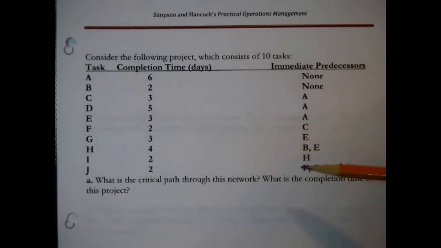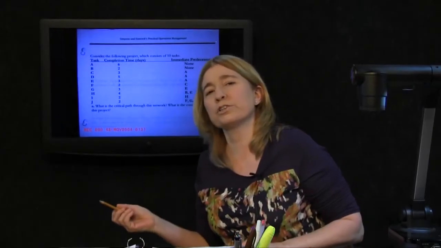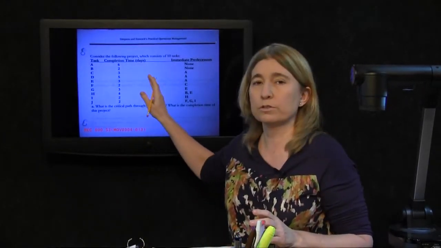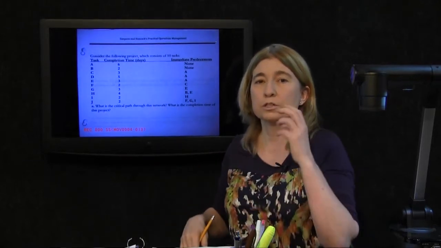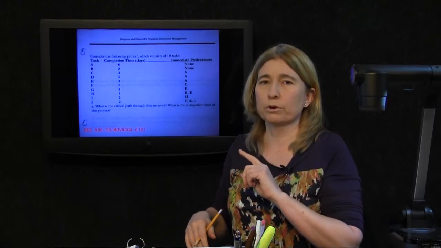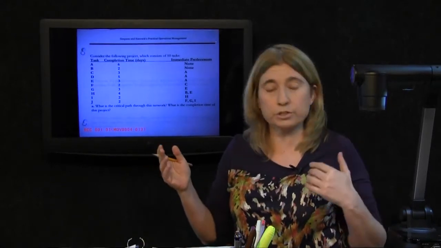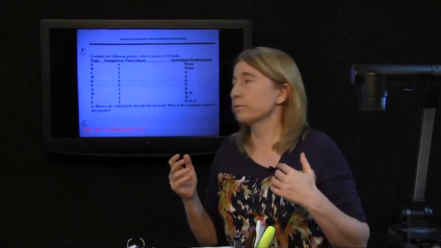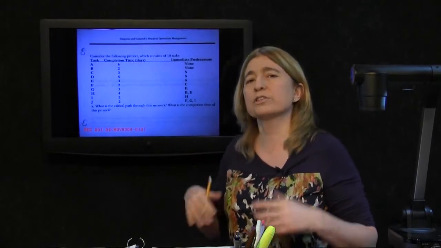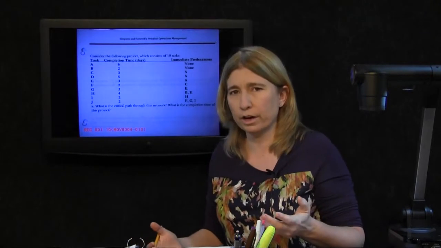What is the critical path through this network? What is the completion time of this project? This is a typical CPM problem, and you can tell because of the 3 pieces of information. Some stuff to do, how long each takes, and in what particular order. Now, the questions that start right away, what is the critical path through this network? We can't get any farther with those questions until we draw the network.